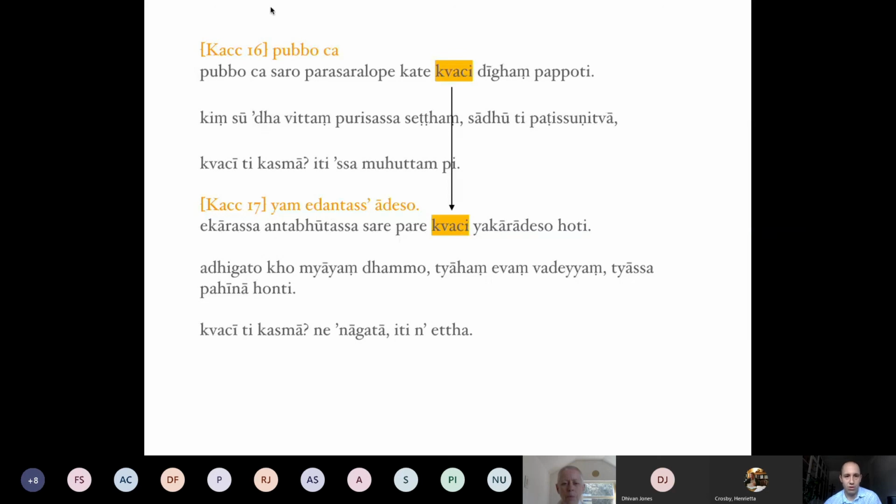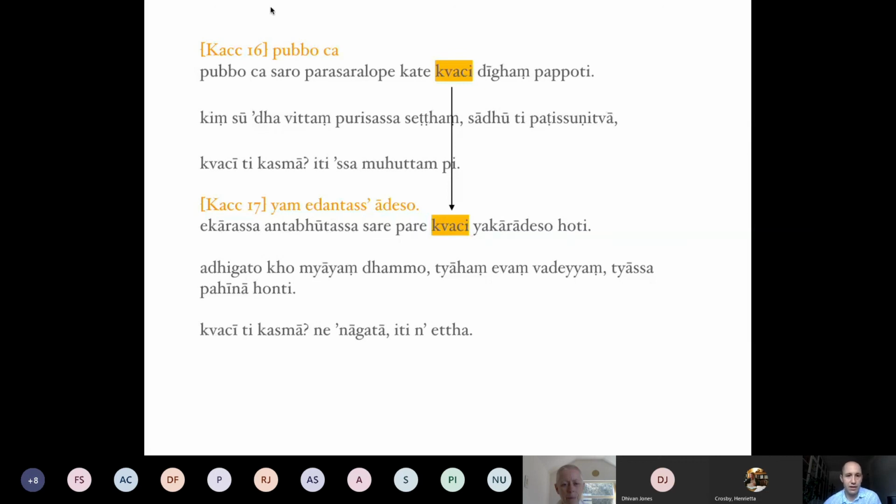We have another sutta that says Yam Edantassa Adeso. That is an interesting sutta in the style of the grammarians. Probably if you just read Yam Edantassa Adeso, apart from Adesa, that means replacement, the rest is difficult to guess. What is Yam? What is Edantassa? I have never seen a word like Edantassa. But as you see in the Vutti, if you read the Vutti, it becomes clear.